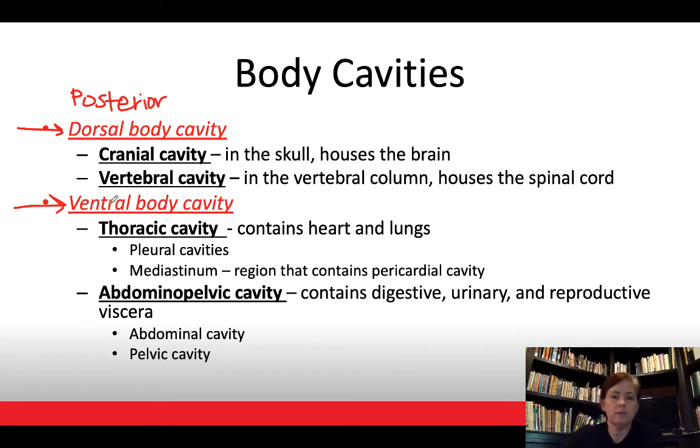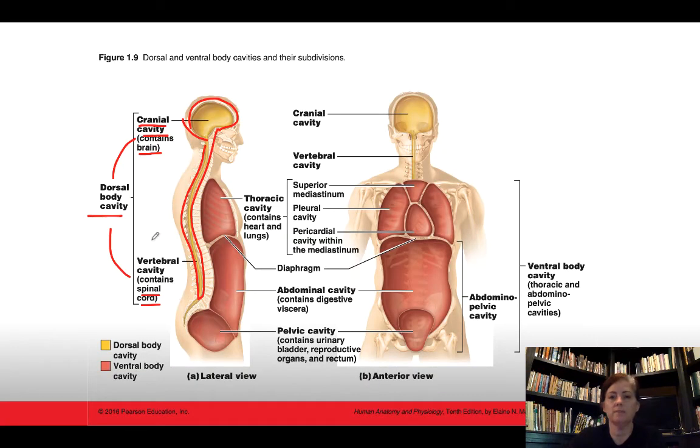Now we can also take the body and divide it into a ventral body cavity. And ventral is going to mean anterior. So we can take the anterior body cavity and divide that even further into thoracic cavity and abdominopelvic cavity. So this is what that looks like here. Here in red is going to be our anterior or ventral body cavity. Here's our thoracic cavity, which is going to contain the heart and lungs.